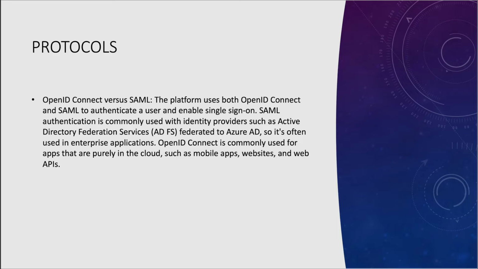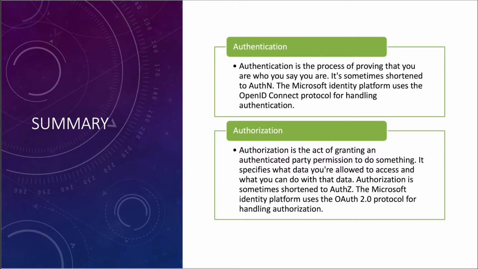And then finally, in summary, this is really what you need to know for this section: authentication and authorization. Authentication is the process of proving you are who you are, auth-n, and authorization is the act of granting you things to do, things that you can do with your authentication. Who you are will specify what data you're allowed to access and what you can do with that data. Authorization is also sometimes called auth-z, and everybody uses OAuth 2.0 and OpenID Connect for connecting through.